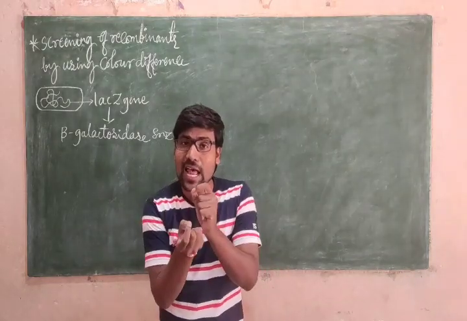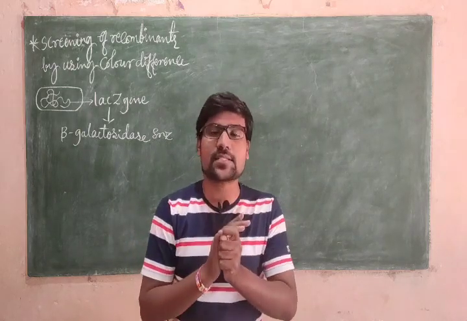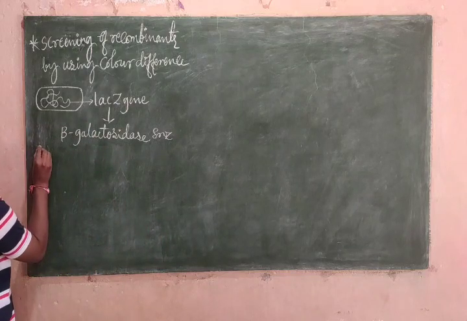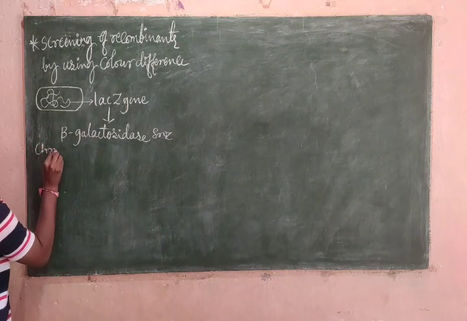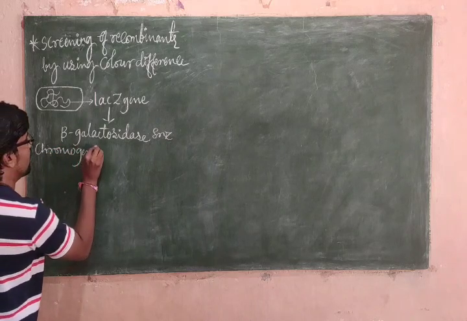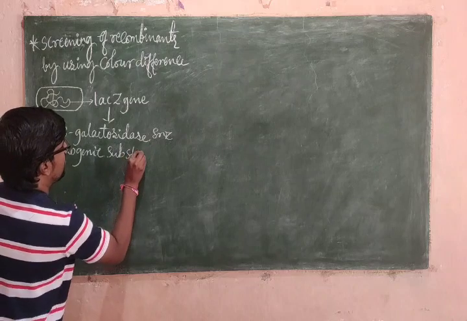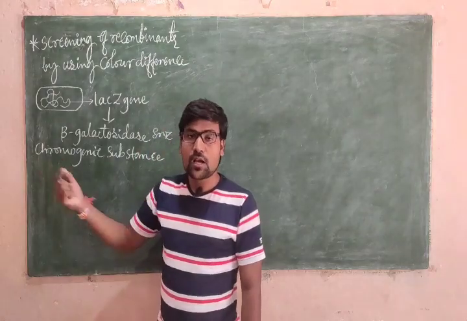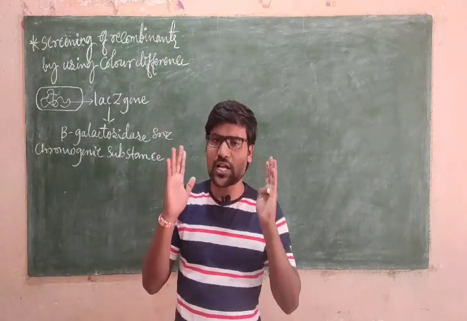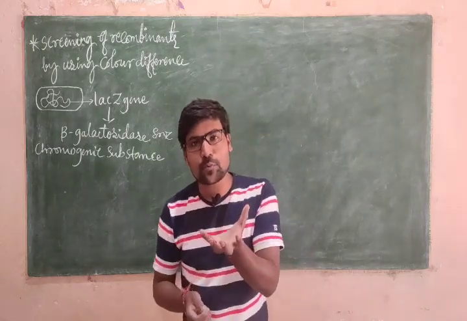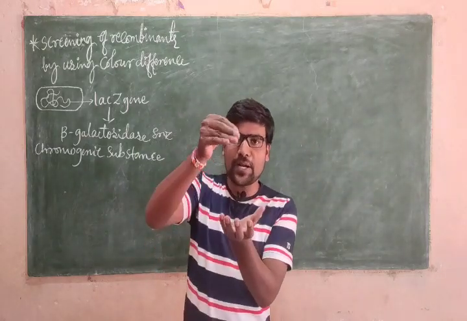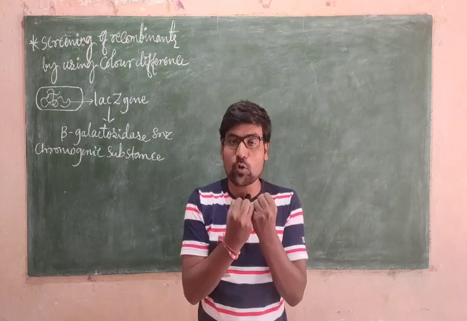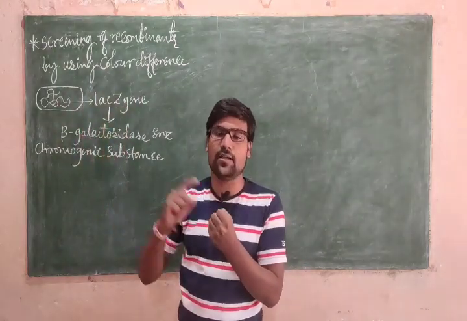But when the lactose is mixed with one chromogenic substance, chromo stands for color, a color producing substance. Imagine right now I am doing this process in a petri plate. In that petri plate I have taken lactose and introduced these bacteria into that medium. By using the lactose, the bacterial cells will start to grow and divide.